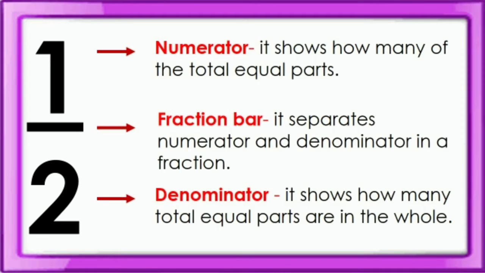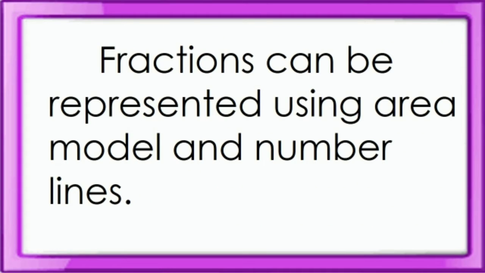In a fraction, the number below the fraction bar is called the denominator. It shows how many total equal parts are in the whole. The 2 in the fraction 1/2 shows that the whole has a total of 2 equal parts. The number above the fraction bar is called the numerator. It shows how many of the total equal parts. The 1 in the fraction 1/2 shows 1 out of 2 equal parts. Fractions can be represented using area models and number lines.